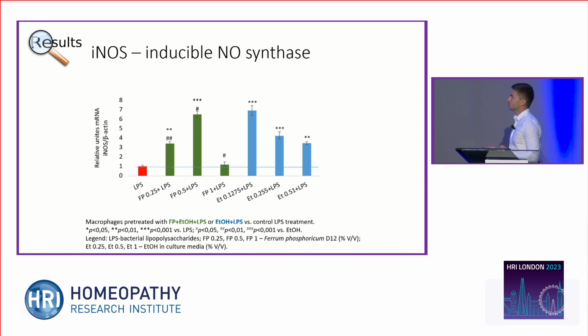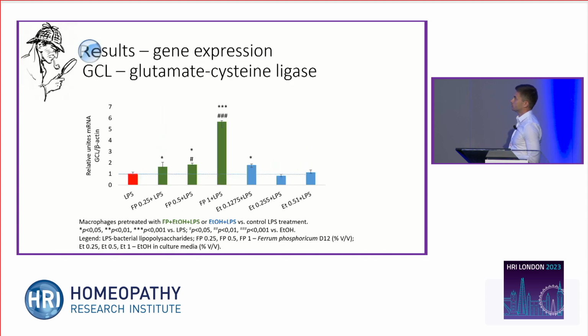For inducible nitric oxide synthase, an important enzyme from the inflammation. Again, you see the induction of the gene expression of nitric oxide synthase, the inducible one, which is related to inflammation, much higher than just LPS when you have Ferrum phos. And here you have one concentration which is significantly higher than its ethanol control treatment. The other ones are lower than ethanol. Maybe we need to repeat these ones especially.